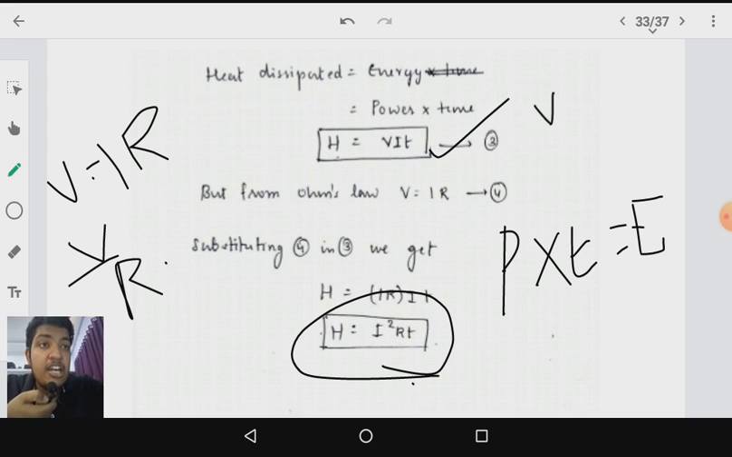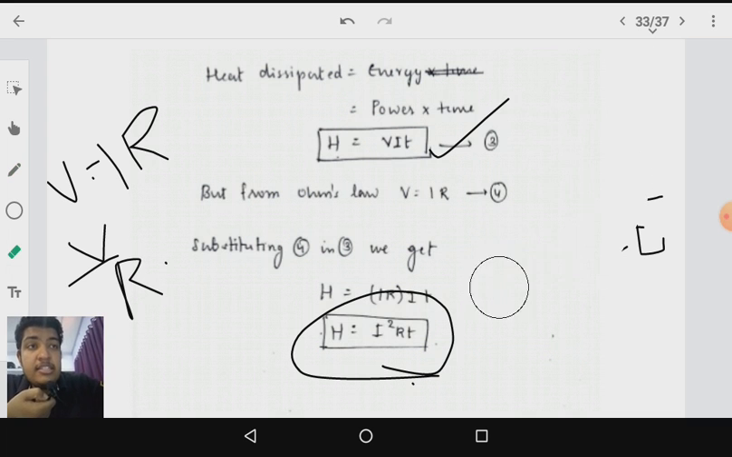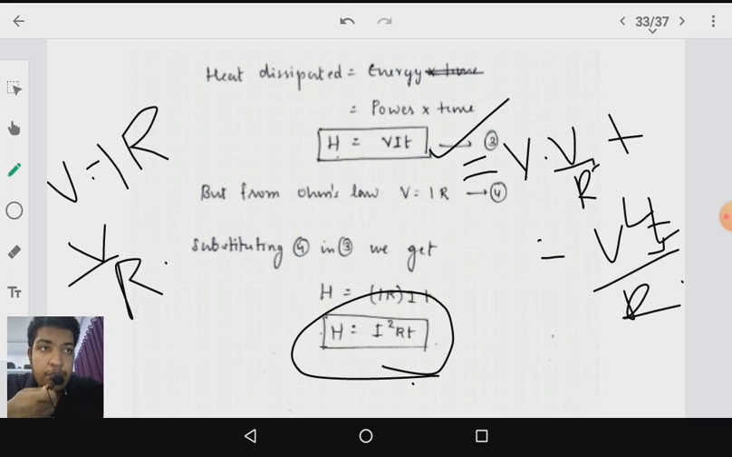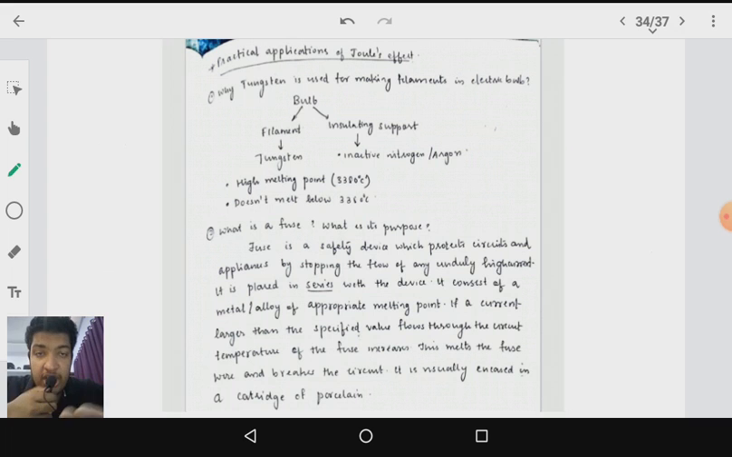So substituting over here, this is V into V by R into t. So it is V square t divided by R. That is another equation for heat dissipated. So different equations are there, VIt, V square t divided by R, or it can be I square Rt. Three equations are possible for heat dissipated. So we can say that it depends on the potential difference, it can depend on the current, it depends on the time as per different equations. Sometimes it can depend on the resistance also in different cases.